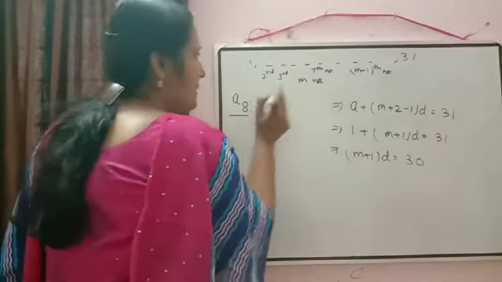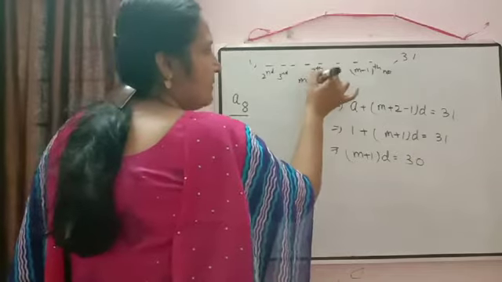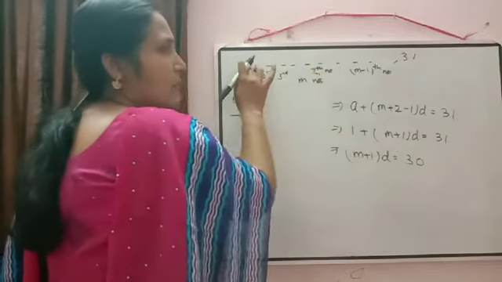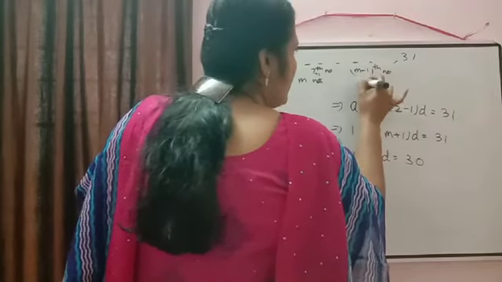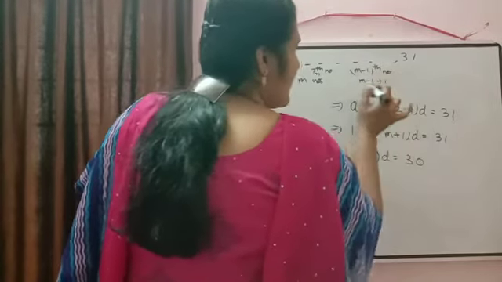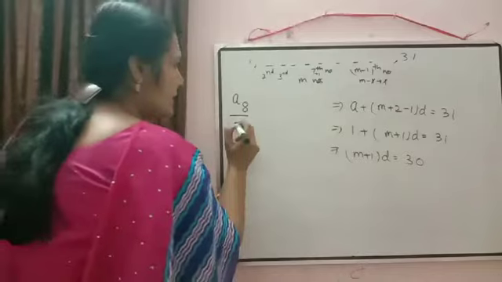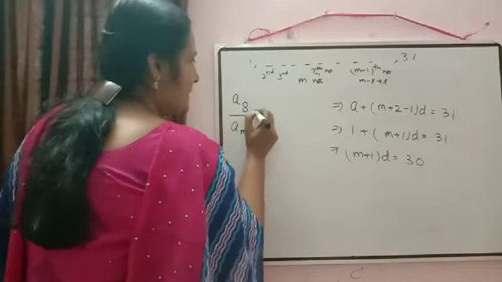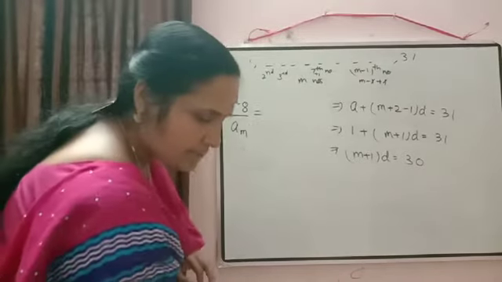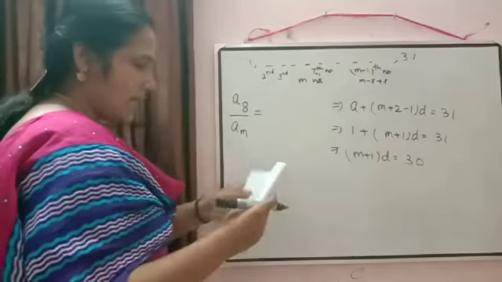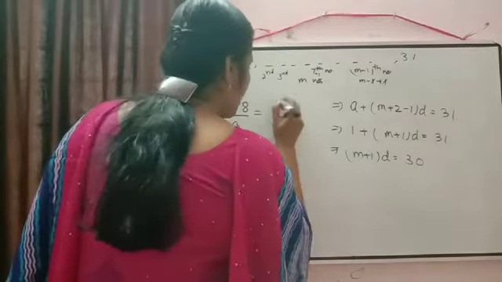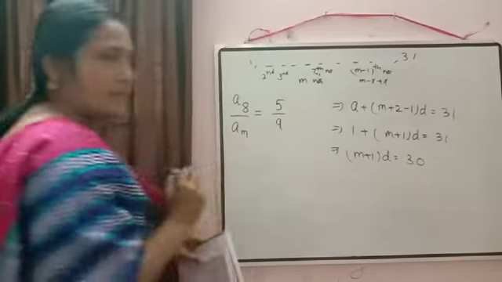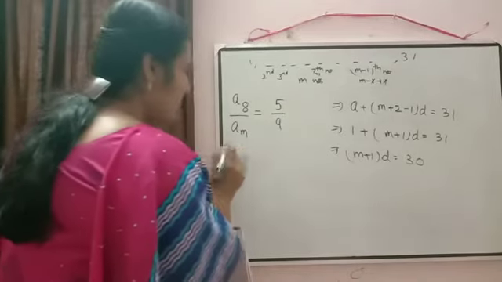What we did, plus 1 there: the (7 plus 1)th term, because this one we have to add there. In the same way, the (M minus 1)th number means (M minus 1 plus 1), so this will get cancelled. We will get AM there. What is given? The ratio of the 7th and (M minus 1)th number is 5:9. So 5 by 9 is given in the question. Now we can simplify it.